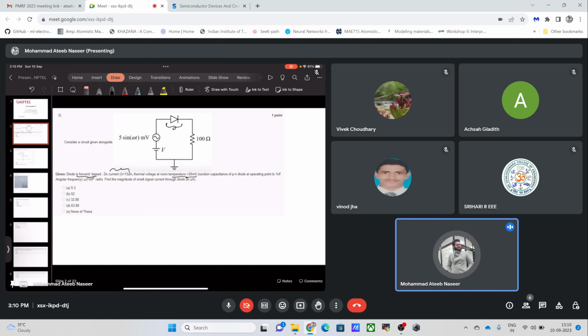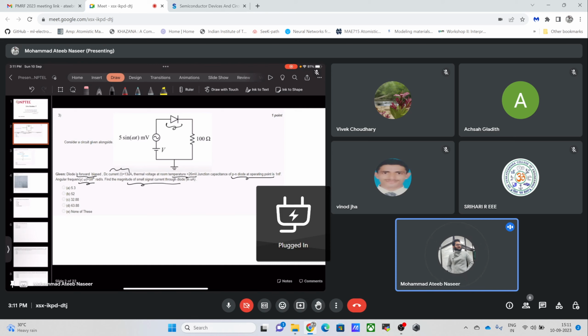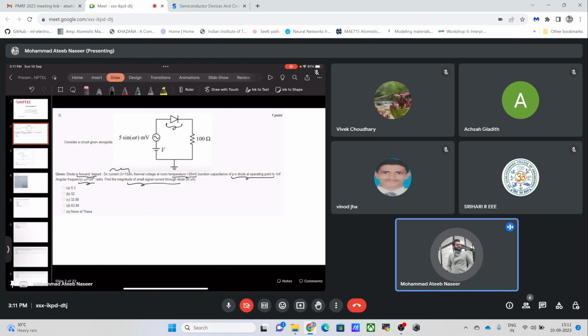The junction capacitance of this PN junction diode is given to be equal to 1 nanofarad, and the angular frequency is 10 to the power 6 radians. We have been told to find the magnitude of the small signal current that would be passing through this circuit and this diode. So we have to solve for this small signal current through the diode.